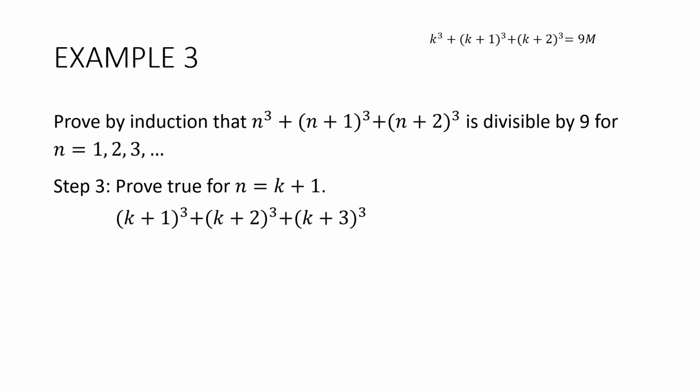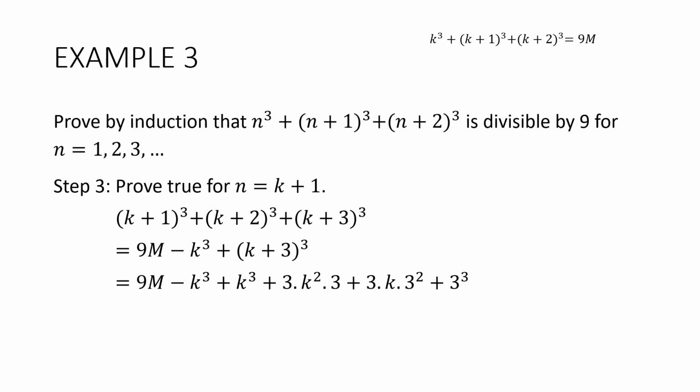Let's think about it. You see this, k plus 1 cubed, k plus 2 cubed. That's sitting there. Can you see it? How about I make that the subject? And that will be equal to 9m take away k cubed. And that's going to be much, much easier, isn't it? Now we still have to expand this out.